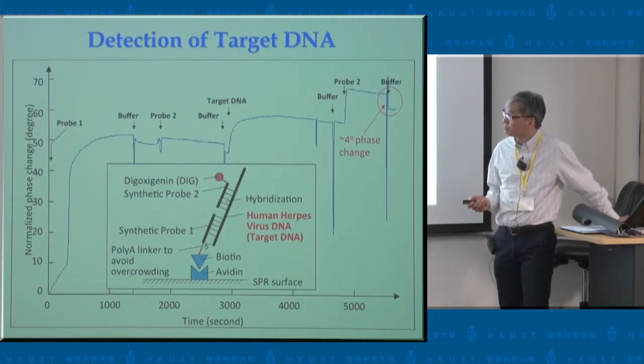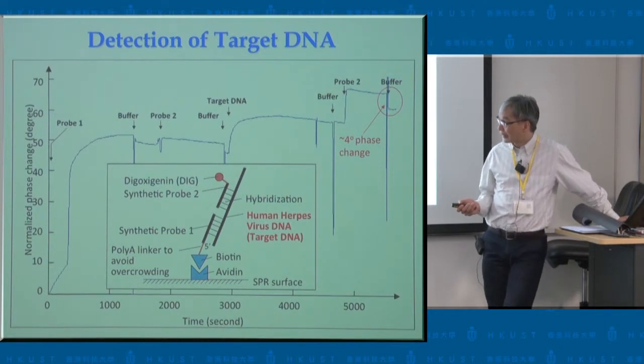And then we also did some detection of DNA. We have a probe DNA, and then we tried to detect the human herpes virus DNA. And also we had a labeling DNA. In fact, that also gives us an enhanced signal because of the loading effect. The presence of the target DNA will bind to both of them, and give us signal enhancement. In the end, we could detect DNA, but that's label-free and real-time.